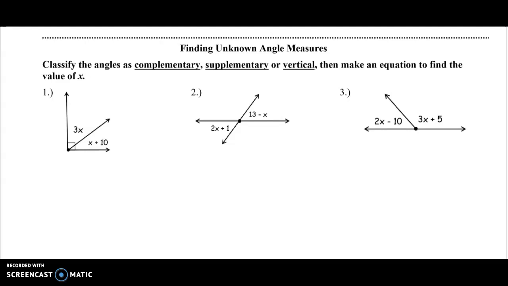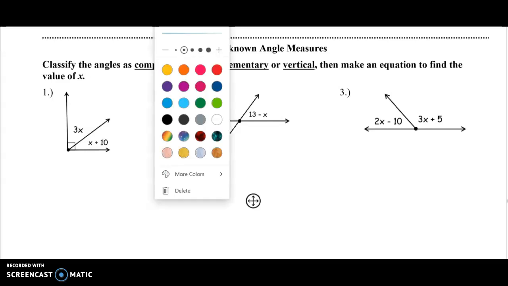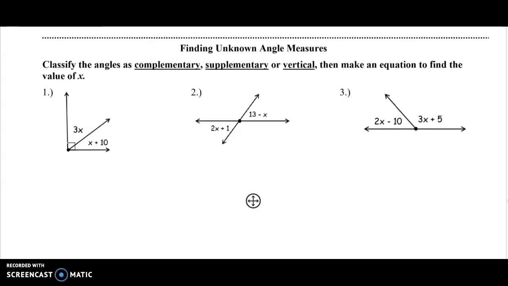Okay, so again, like the directions said, we first need to classify if they are complementary, supplementary, or vertical angles, and then we can write an equation to find what x is. So if we look at number one, and we'll just take this one at a time. Number one, you can see it forms a 90-degree angle, so we know that that's going to be complementary.